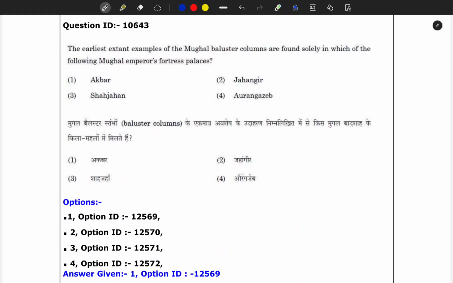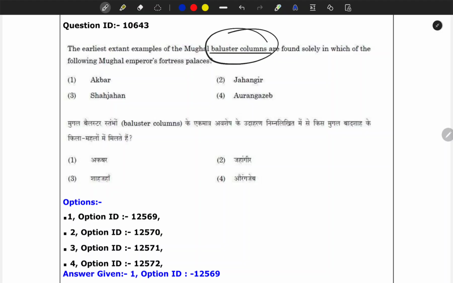So here, the earliest extant example of the Mughal bluster columns, okay, bluster columns are found solely in which of the following Mughal emperors' fortress places. So actually the thing is that you have to read about the features of architecture, which I'll be covering in the second part of that art and architecture in ancient India and medieval India. I think it will be coming in the third part of that lecture, that I'll be discussing the Mughal architecture. But here you see, they have directly asked from the feature of an architecture, okay.